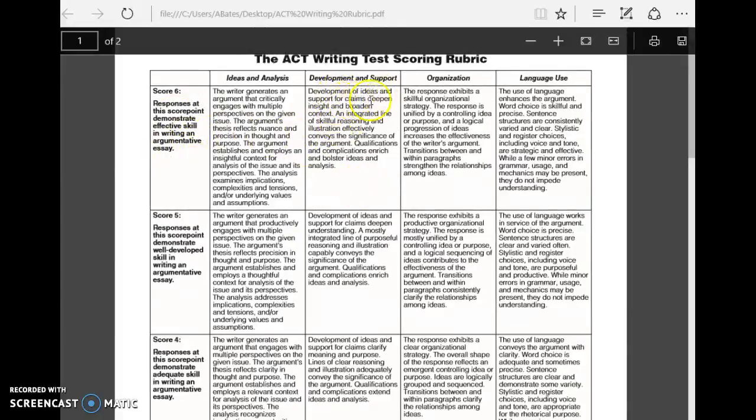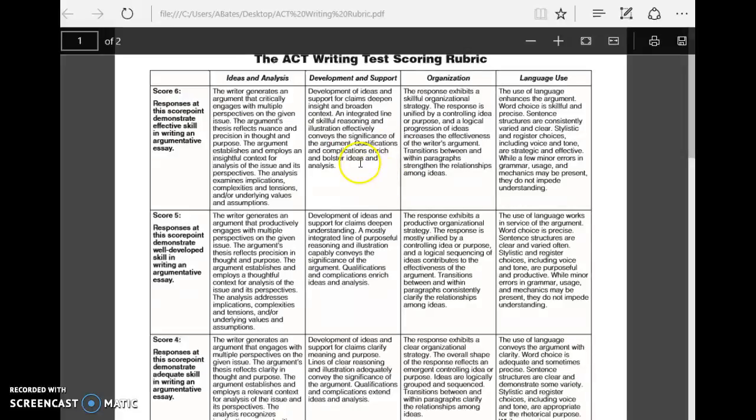Development of ideas and support. So under development and support, if you're hoping for the 6 on development and support, development of ideas and support for claims deepen insight and broaden the context. An integrated line of skillful reasoning and illustration, meaning not a picture, but you're spelling it out, effectively conveys the significance of the argument. So this is why it's important.